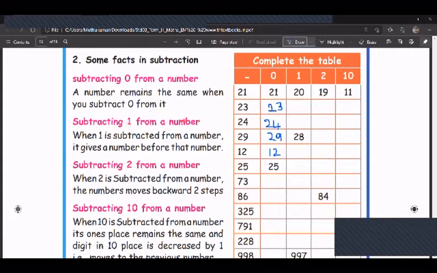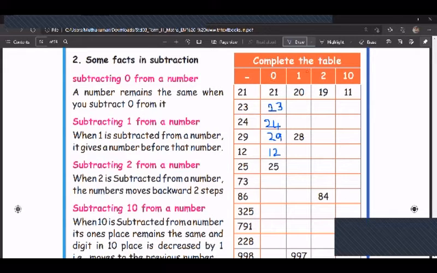Subtracting 1 from a number. When 1 is subtracted from a number, it gives the number before that number. We have discussed this earlier also, isn't it? For example, 21 minus 1. What is the before number of 21? It is 20, isn't it? So, that is the answer.